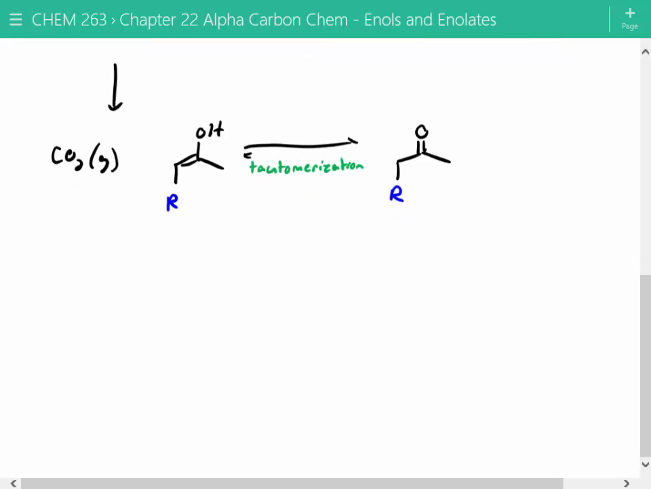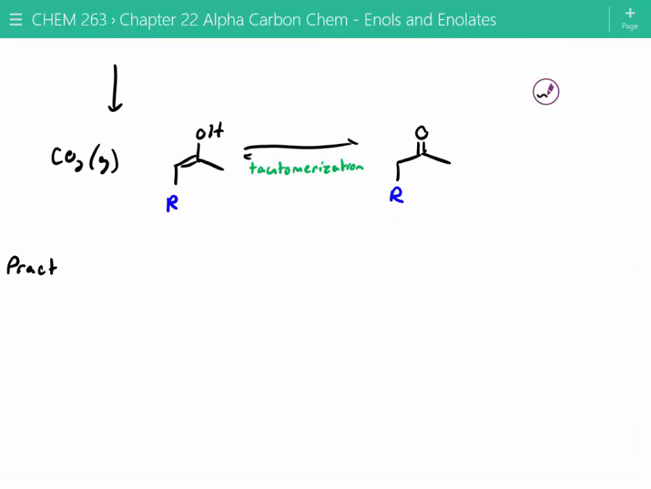Do you always get the Z outcome first, or does it matter? It doesn't really matter in this case. You normally get the one with the least amount of steric clashing, but it's going to quickly tautomerize to your ketone, so it doesn't matter a whole lot.